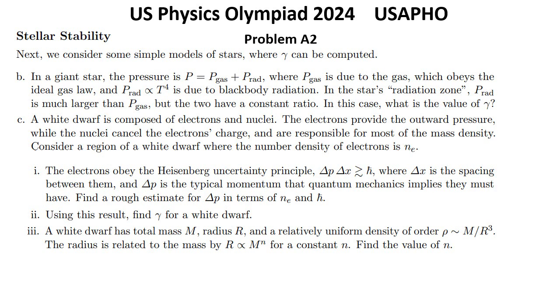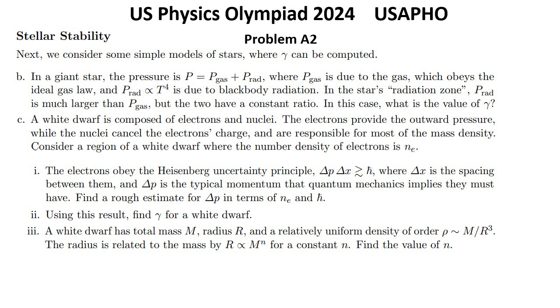Next, we consider some simple models of stars, where γ can be computed. Question B. In a giant star, the pressure is P = P_gas + P_rad, where P_gas is due to the gas, which obeys the ideal gas law, and P_rad, proportional to T^4, is due to blackbody radiation. In the star's radiation zone, P_rad is much larger than P_gas, but the two have a constant ratio. In this case, what is the value of γ?